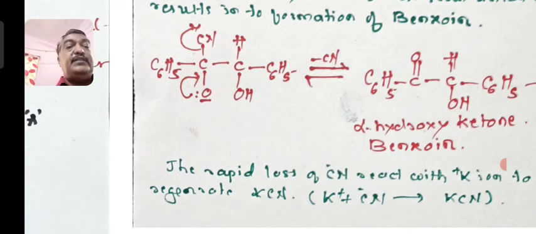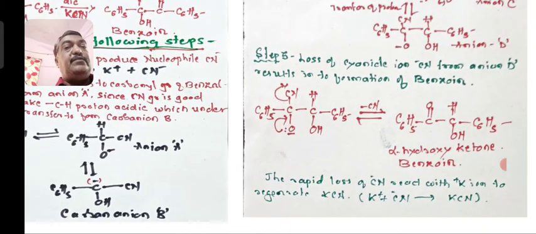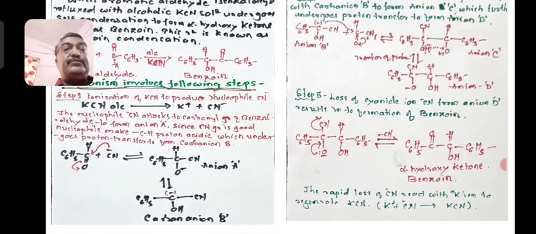Here in this case, the rapid loss of CN minus reacts with the K plus to form regeneration of KCN. So that you have already learned in your many classes. Okay.